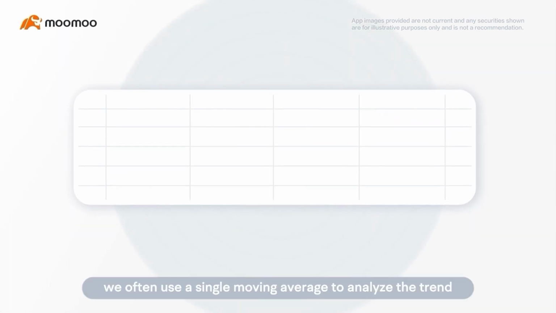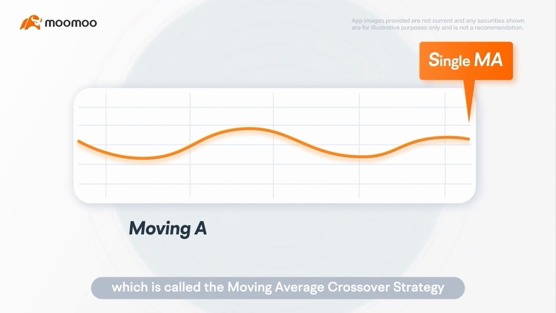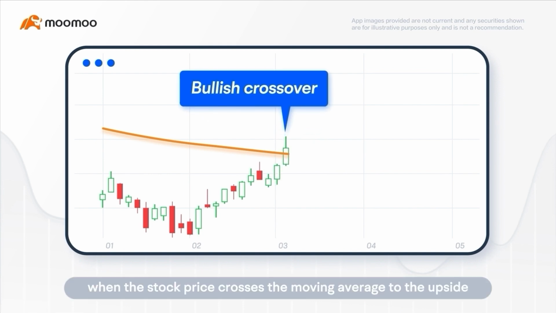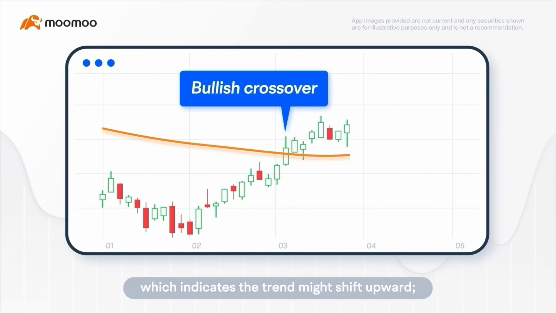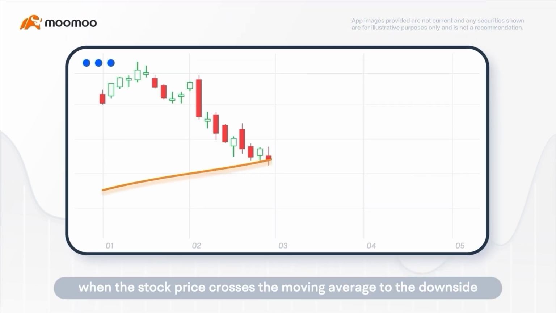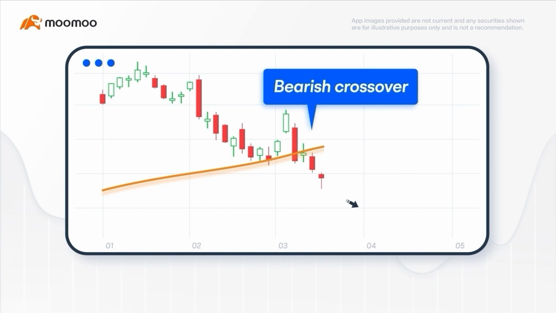In real trading, we often use a single moving average to analyze the trend, which is called the moving average crossover strategy. A bullish crossover occurs when the stock price crosses the moving average to the upside, which indicates the trend might shift upward. A bearish crossover occurs when the stock price crosses the moving average to the downside, signaling a potential downtrend.